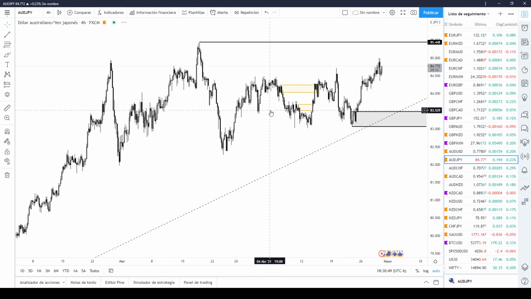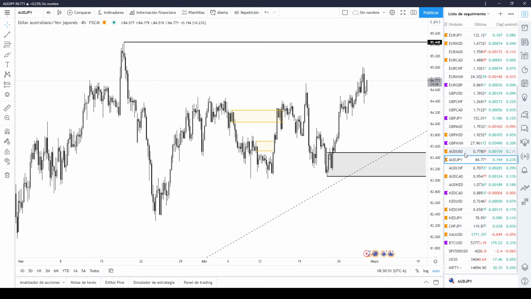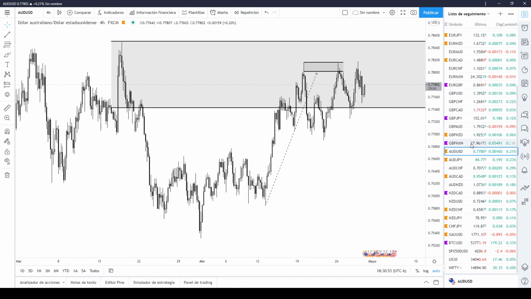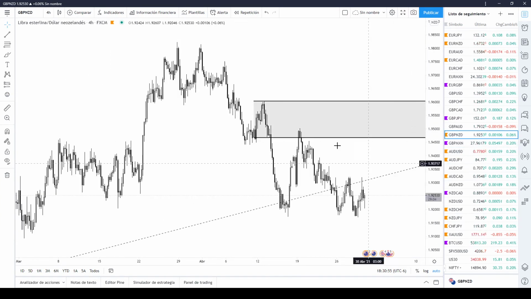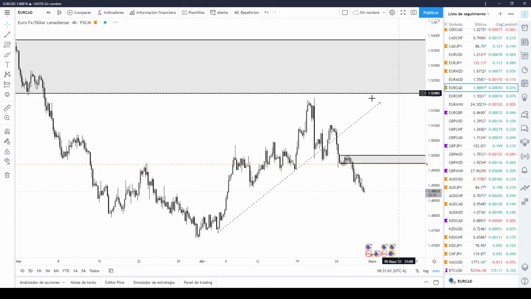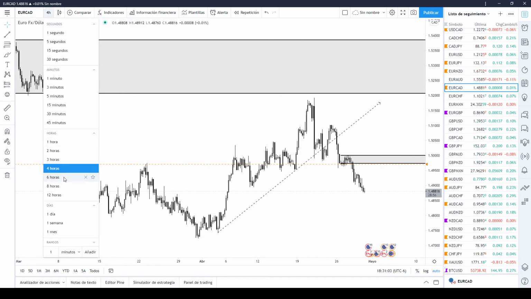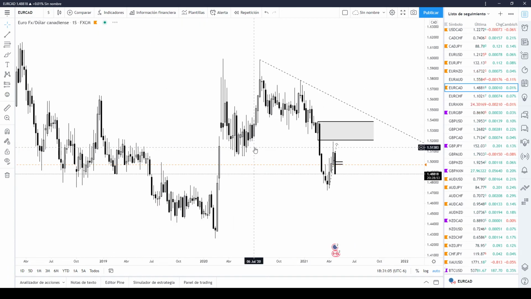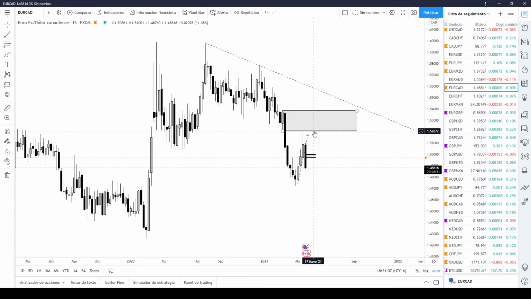And again, what I like about this strategy is that it's very mechanical. Now, no, this one is not bearish yet. EuroCAD is the same thing. Bearish market. See the supply zone here.